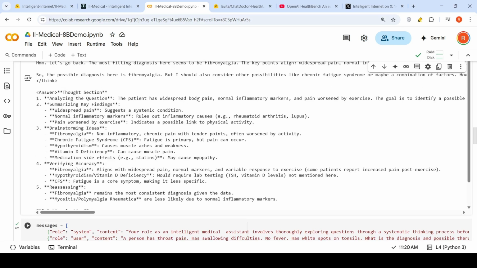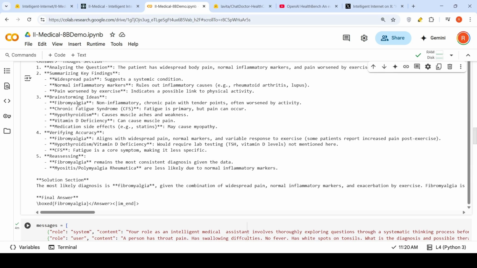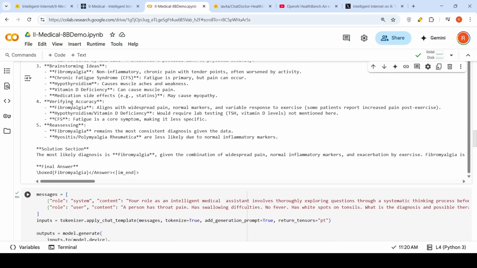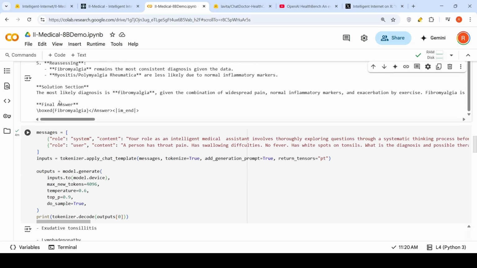The patient has widespread body pain, normal inflammatory markers and pain worsened by exercise. Key findings suggest a systemic condition, rule out inflammatory markers, indicate a possible link to physical activity. Brainstorming ideas are these conditions: fibromyalgia, chronic fatigue syndrome, hypothyroidism, vitamin D deficiency, medication side effects. Then it verifies the accuracy and finally gives the answer: the most likely diagnosis is fibromyalgia. So it has given a very good explanation over here.